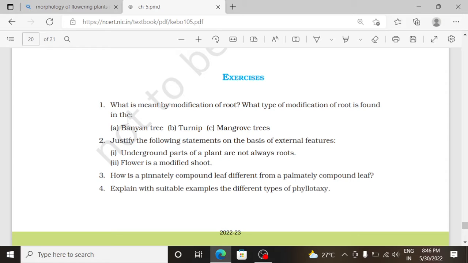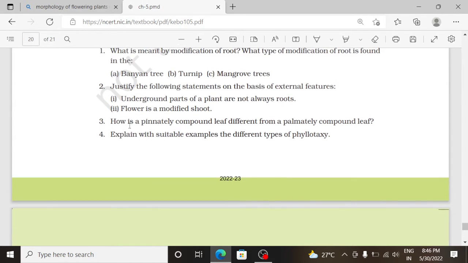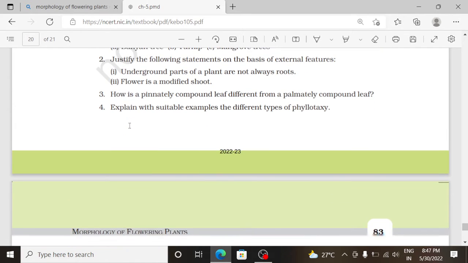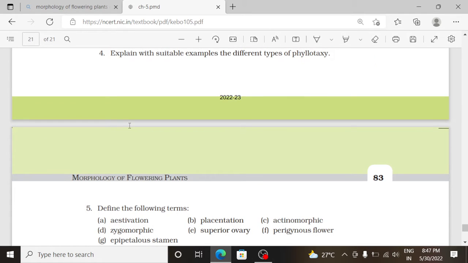So first is, what is meant by modification of root? What type of modification of root is found in banyan tree, in turnip, and in mangrove trees? Justify the following statements on basis of external features. First, underground parts of plant are not always roots, and second, flower is a modified shoot. Third, how is pinnately compound leaf different from palmately compound leaf? Fourth, explain with suitable examples the different types of phyllotaxy.